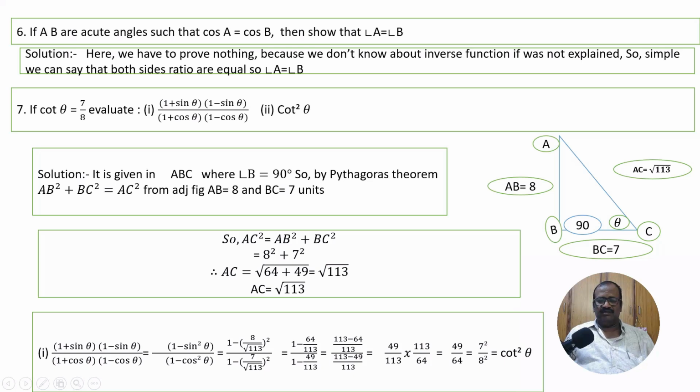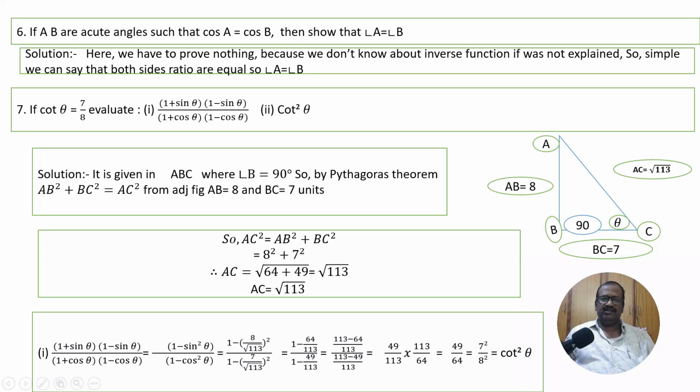We got in the numerator 49 by 113, and in the denominator it becomes reciprocal, 113 by 64. We cancel 113, we got 49 by 64. That is equal to 7 square by 8 square, that is nothing but cot square A, because we know cot theta is given as 7 by 8. 7 square by 8 square means cot square theta.